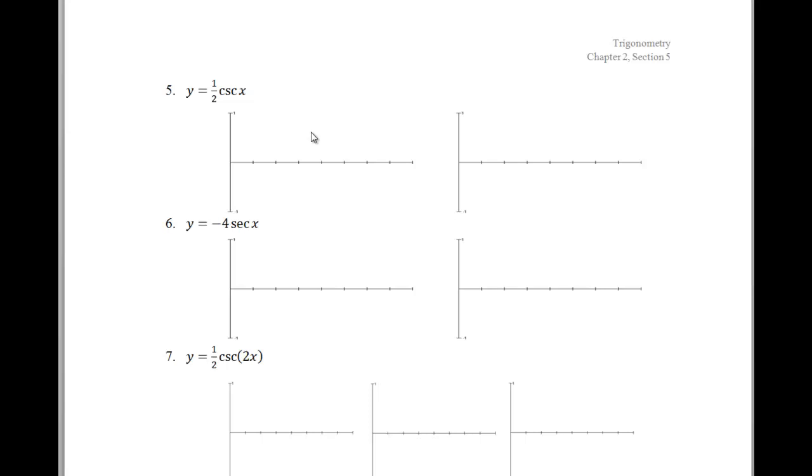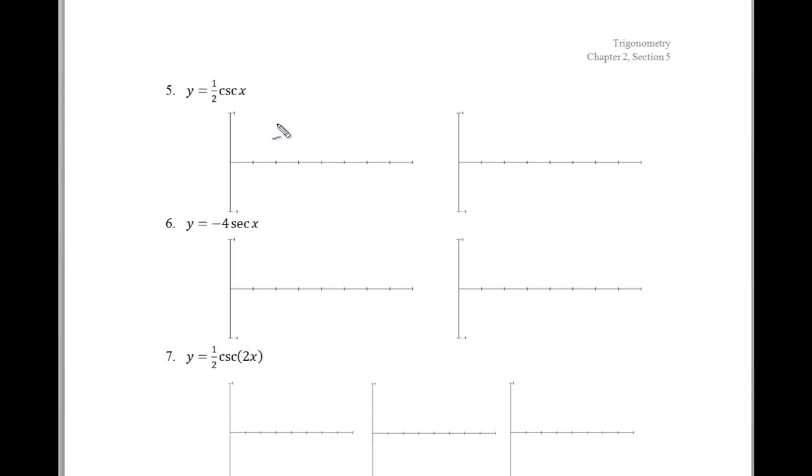We are going to be looking at part 3 of our video on Chapter 2, Section 5. Going to be looking at some graphs here of secant and cosecant. We're going to do problems 5 through 8 on my worksheet here.